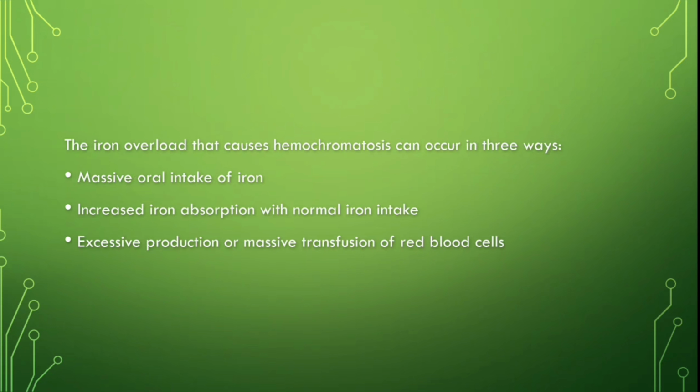The iron overload that causes hemochromatosis can occur in 3 ways. So how do you get the iron overload that causes hemochromatosis? It's in 3 ways. 1, if there's a massive oral intake of iron. 2, there's increased iron absorption. So basically the iron intake is normal, but the absorption is way higher than what it's supposed to be. Or 3, excessive production or massive transfusion of red blood cells, because we know in our red blood cells we also have iron, right?